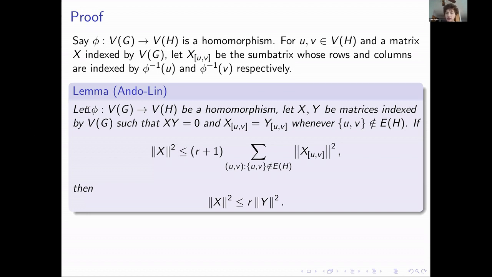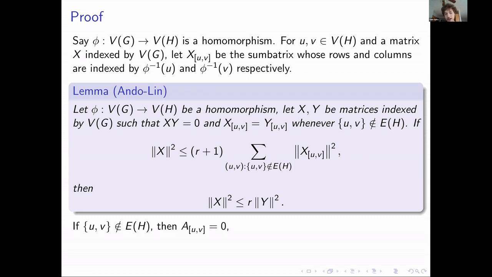If we have this, and if we happen to have some strange-looking bound on the norm squared of X, then we end up getting some appropriate bound on the norm squared of Y. So again, this is a lot, but let's first perhaps just digest these two hypotheses here.